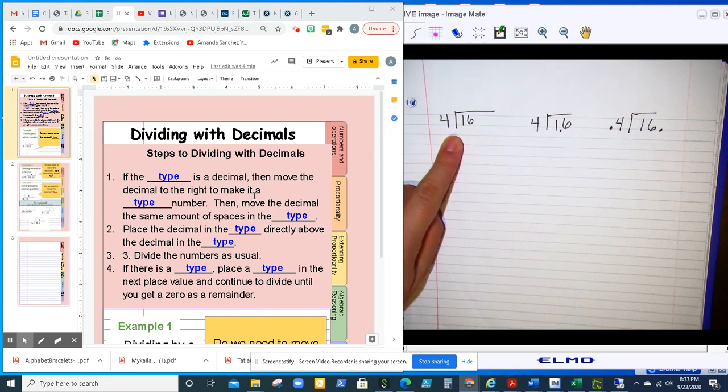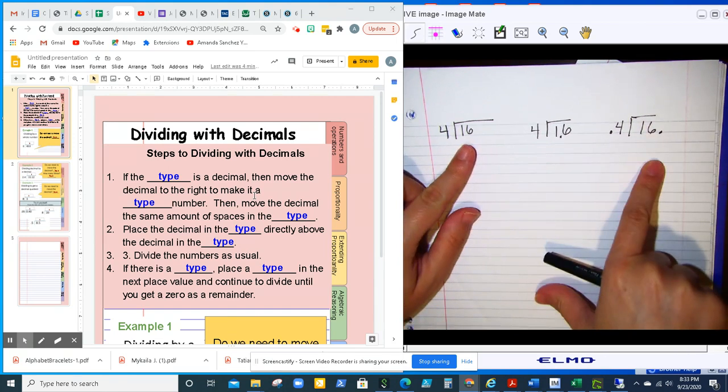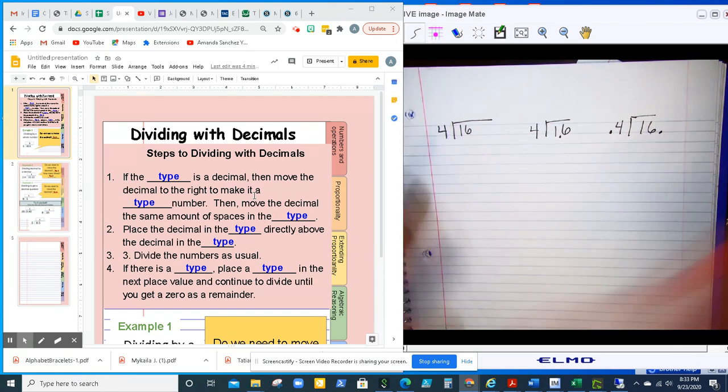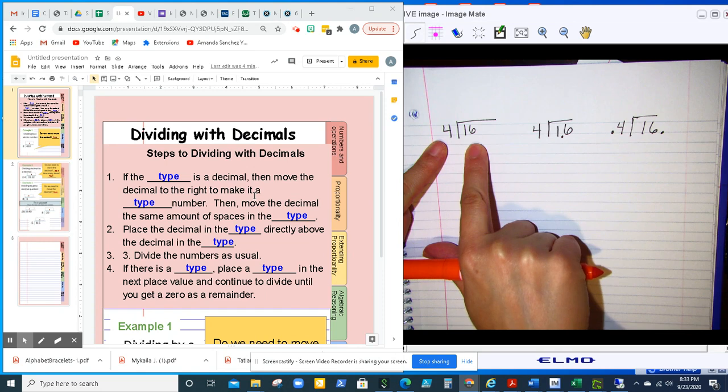Now, what I have written for you first are three problems that look very similar to each other. They all have the same numbers, but the decimal's in a different spot. So I wanted to show you when a problem looks like this, you could go straight into division.